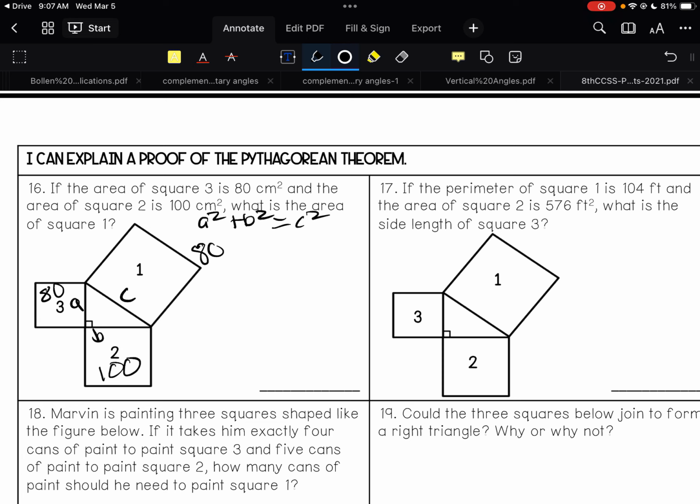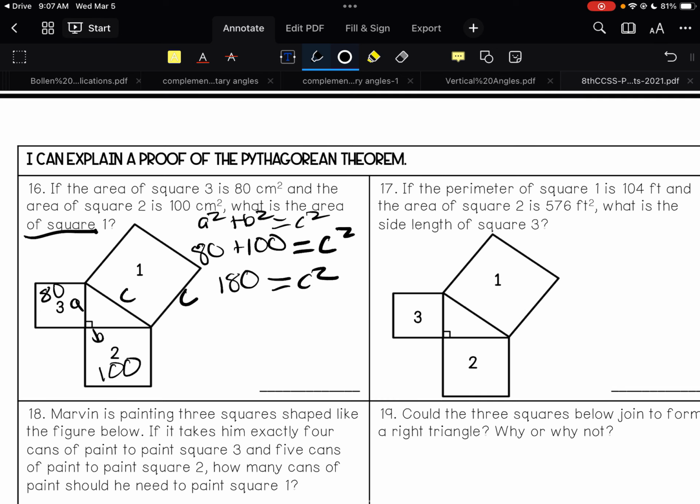So we know that A is here, B is here. So instead of squaring those two numbers, because they've already been squared to find the area, you can just write them like that, is equal to C squared. And here, you're not trying to find what C is. It says what is the area of square 1. So you're actually trying to find what C squared is. So it would just be 180 is equal to C squared. So the area of 1 would be C times C, or C squared. So it would be equal to 180.